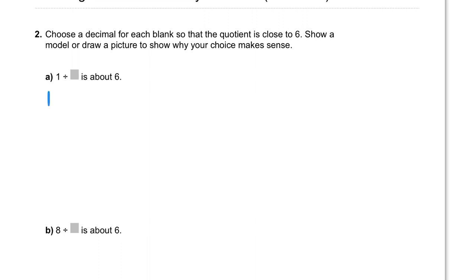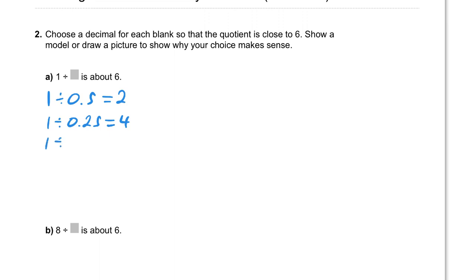Okay, I'm going to start, what if I go 1 divided by 0.5? What does that equal? Okay, well, 0.5 fits into 1 twice. So that's not right. Do I need to go bigger or smaller? I think I need to go smaller. So let's go 0.25 or a quarter. Okay, what if I go 1 divided by a quarter? Well, that fits 4 times into 1. Okay, so I need to go even smaller.